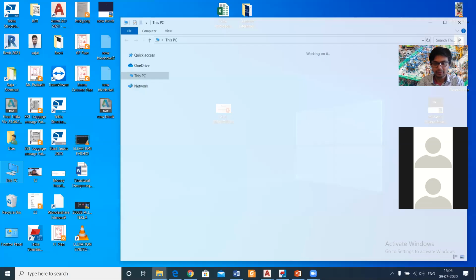So there was a question from someone that he wanted to know the difference between pedestal and footing. So basically, let me show you a picture first, and then we'll proceed. I'll share my screen, and then you can proceed.